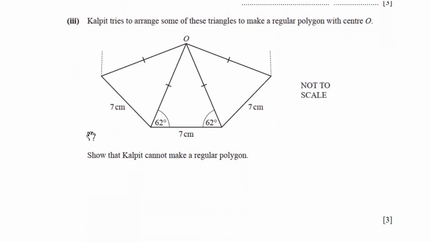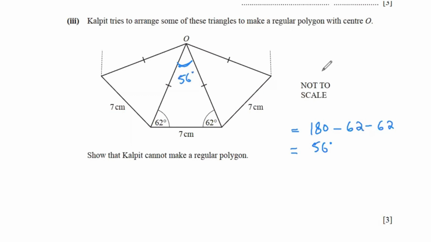Then the third part says, Calpit tries to arrange some of these triangles to make a regular polygon with center O. Show that Calpit cannot make a regular polygon. If we look at these triangles, we can see that these are isosceles triangles. So if we find the third angle over here, that's going to be 180 minus 62 minus 62, which gives us 56 degrees.